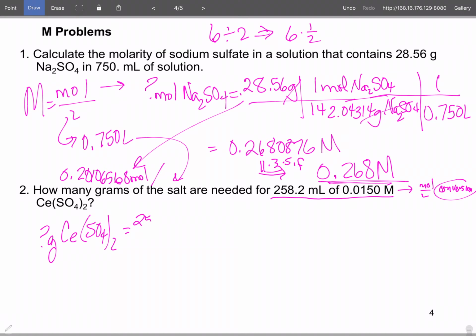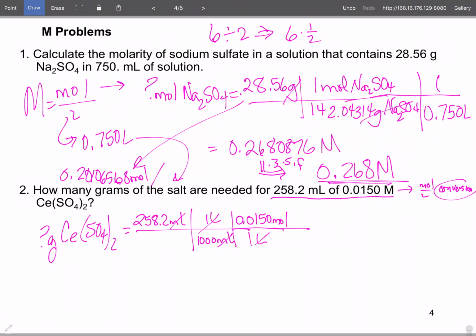So we have 258.2 milliliters of the solution. Now, the molarity is in moles per liter, so we need to convert that to liters. Do you have to do it on paper? No, you can do it in your head. That's fine. So we're now to liters, and we know that this is 0.150 moles per 1 liter. Now, molarity is like density. The number stays with the moles, and the liter is assumed to be 1.